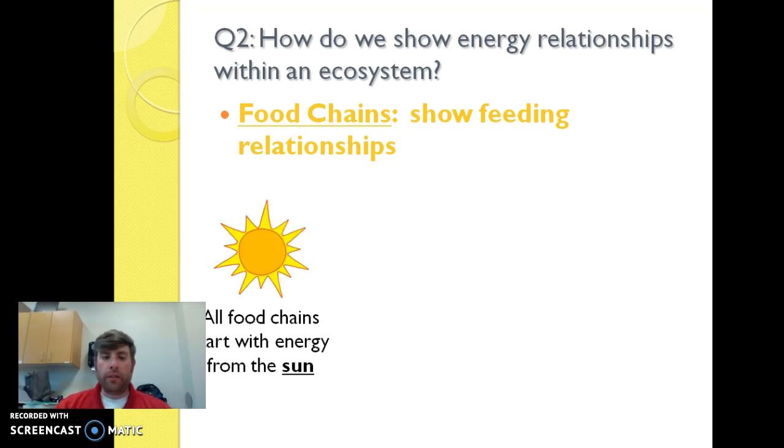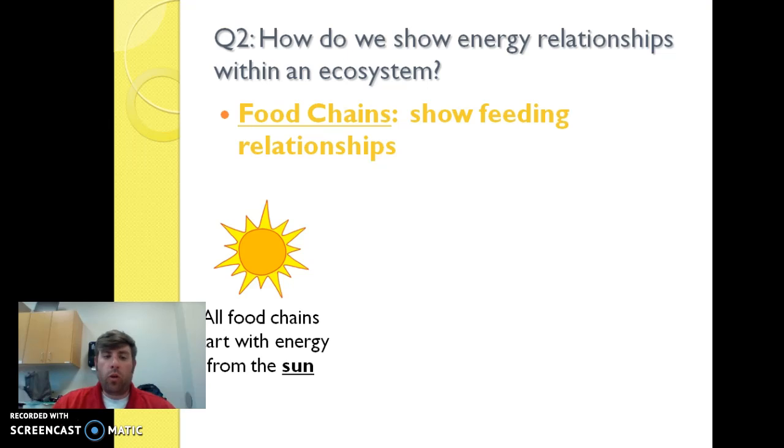But here's a food chain. So all food chains start with energy from the sun. That's a little bit of false information, just letting you know. There are some very specific creatures here on Earth that don't necessarily need the sun to start a food chain. But for this class and for 98% of all food chains out there, the energy has to start with the sun. That solar energy coming in from that giant ball of fire in the sky.